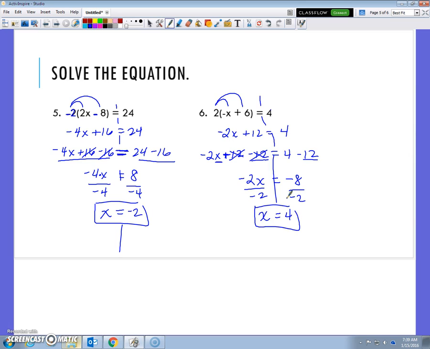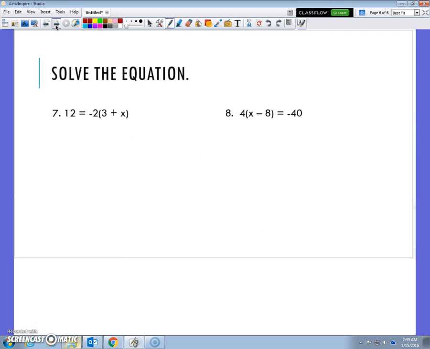All right. So there are two more problems for you to do on the back of your paper. I want you to do number 7 and number 8 on your own. They look like this. On number 7, the variable's on the right-hand side. Number 8, the variable's on the left-hand side. Be careful that when you distribute the negative, it goes to both parts.